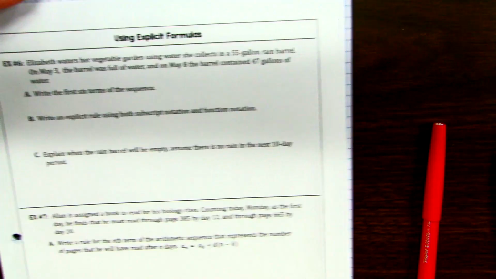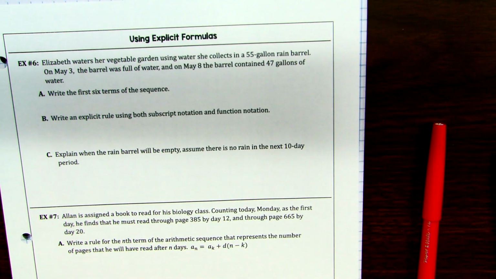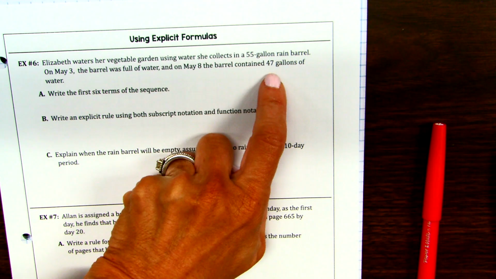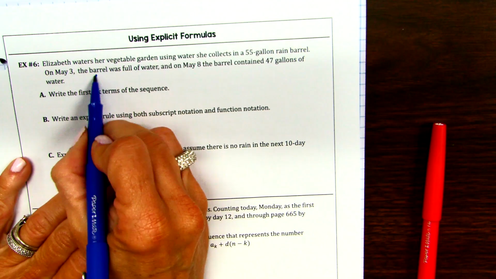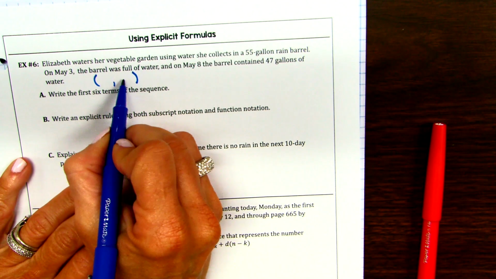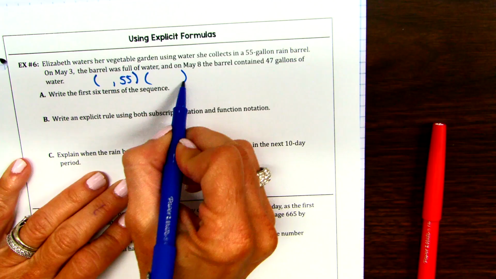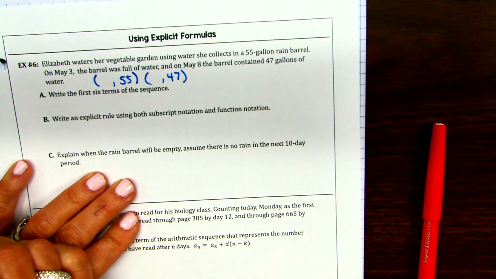Okay. Elizabeth waters her vegetable garden using water she collects in a 55-gallon rain barrel. On May 3rd, the barrel was full of water, and on May 8th, the barrel contained 47 gallons of water. So May 3rd, when she started, it was full, so 55. And a few days later, we'll figure out how many days that was, it's gone down, okay? Those are in words disguised as ordered pairs, okay? Time, comma, height of the water in the barrel, okay? So we start with 55, we end up with 47, okay?